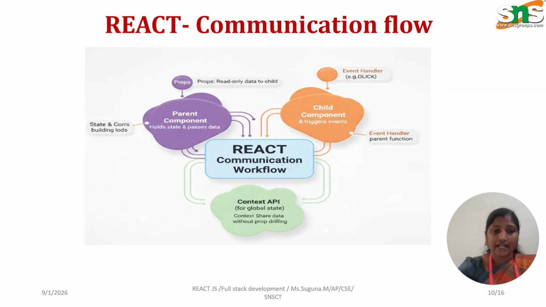And this is the React communication flow. React flows in a unidirectional way, it is not bidirectional. This means the data flows from parent to child component only, not from child to parent in the reverse direction. Communication happens using props and state. This approach makes the application predictable, it reduces bugs, and it also improves debugging.